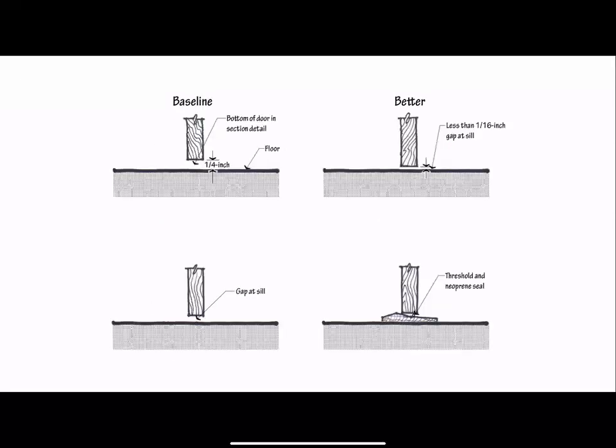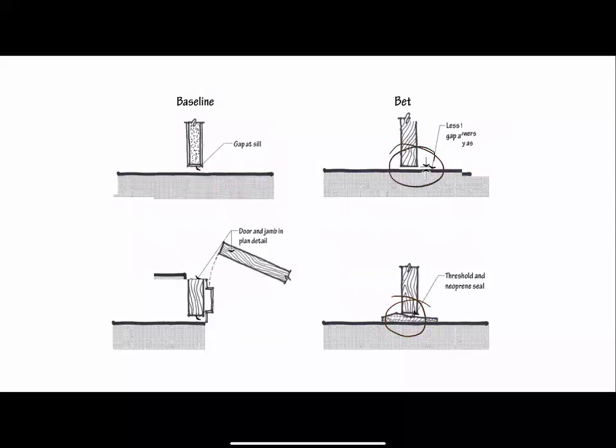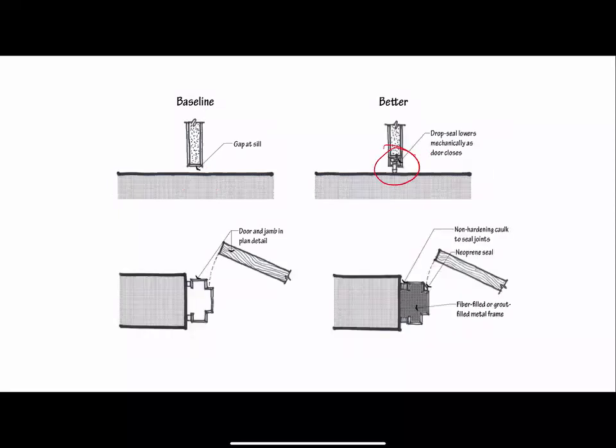You need to have seals around the doors. So thresholds and neoprene gaskets do better than just having a big gap. A small gap is better than a big gap, and a sealed gap is better than a small gap. And fancy drop seals, which are just what they sound like, they're little almost blades or dampers that go down when the door is closed. They mechanically lower, they're even better still. And then we got to think about the frame, and we want to make sure it's filled with grout.